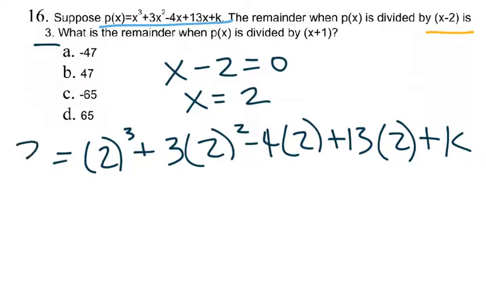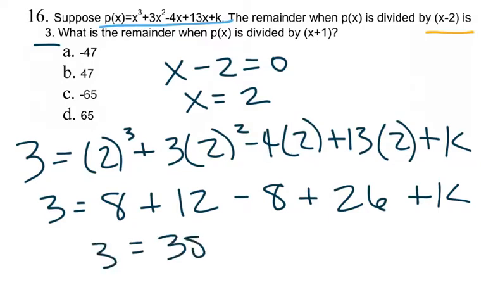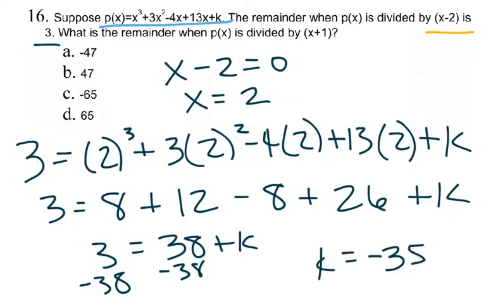And I know that my remainder should be 3. So now I'm going to work backwards to figure out what k would have to be in order to get 3. This is 8, 12, negative 8, 26 plus k. So I get 3 equals 38 plus k. I'm going to subtract 38. 3 minus 38 is negative 35. So now I know that k is actually negative 35.